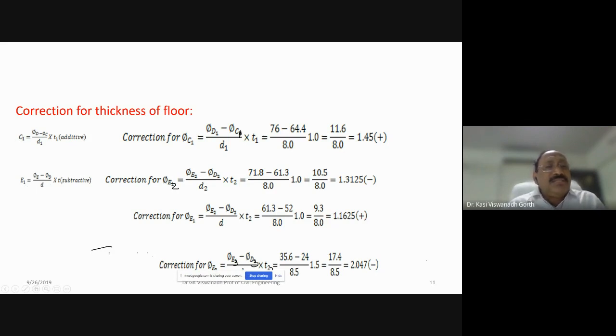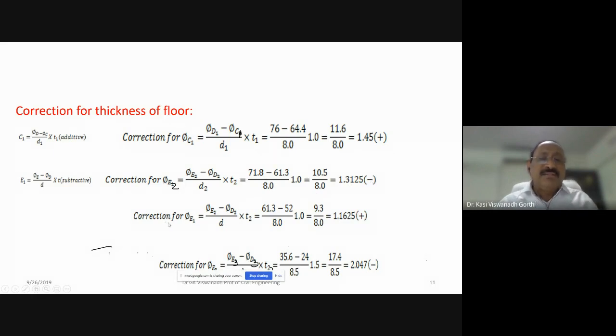Okay. Then the correction at the junction point E1. This was at the junction point C. At the junction point E, (φE − φD)/D × T, it is a subtractive value. So at the junction point 2, the intermediate pile line, it will be (φE2 − φD2)/D2 × T2, the thicknesses. So making use of this, you will get 1.3125, which is a subtractive value.